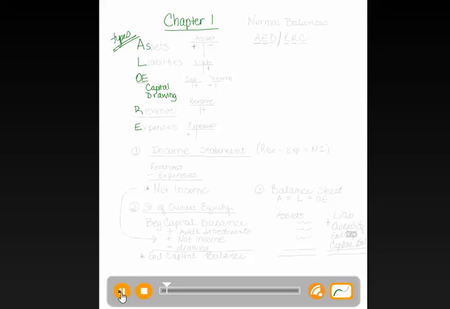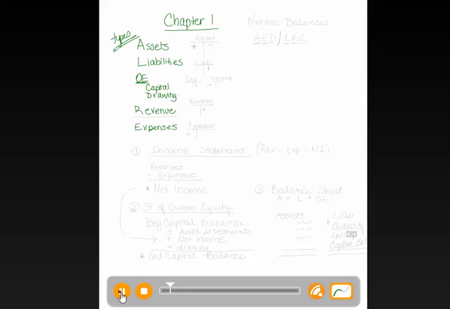So first you have assets. These are things that you own, resources that you own that are going to help you make money. Liabilities are things that you owe. Owner's equity has to do with the owner's equity in the business, and drawing has to do with the money that he takes out. Revenue is money that you earn, and expenses are costs that you incur while you're doing business.